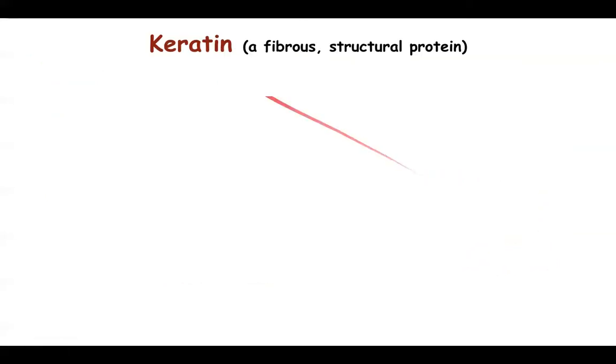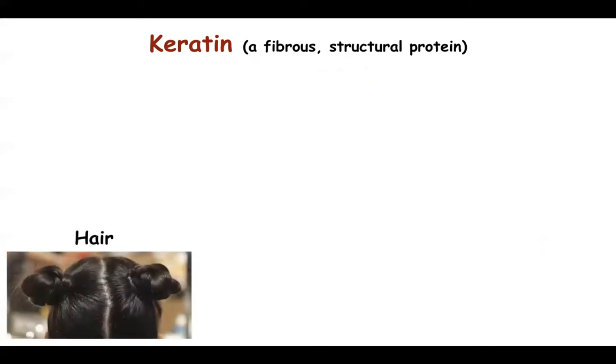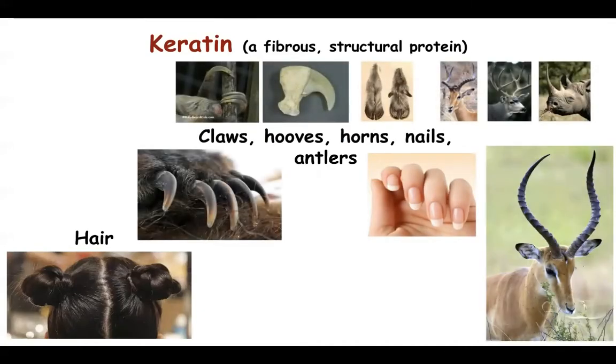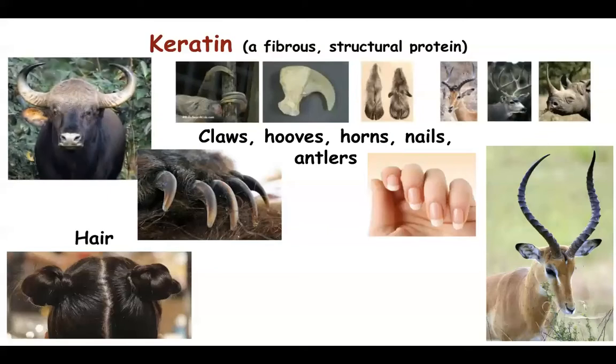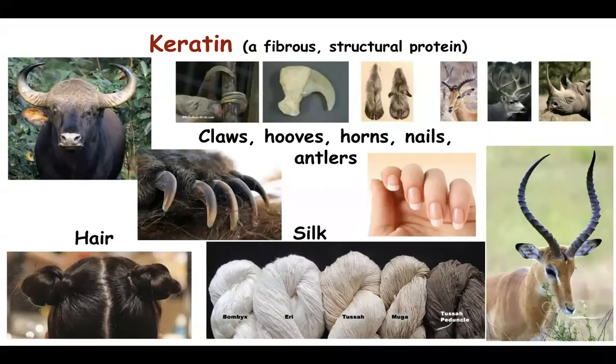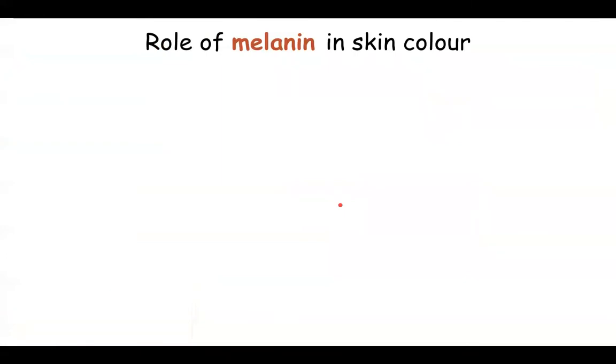Now, keratin, as I already told you, is a fibrous structural protein. It is found in the cornified layer. The keratin makes hair, nails, hooves, horns, antlers, and various other structures which are external and provide protection to the animal, provide some amount of strength to the animal. It is also found in silk, which is made by the silkworm. So keratin is, in other words, the fibrous structural protein and is responsible for making all these parts of the integumentary system.